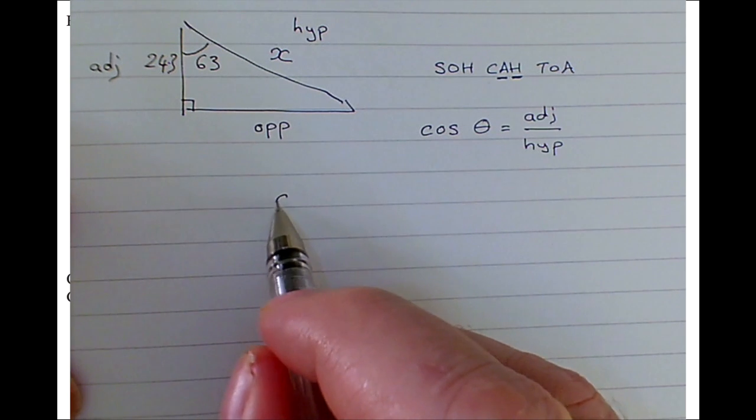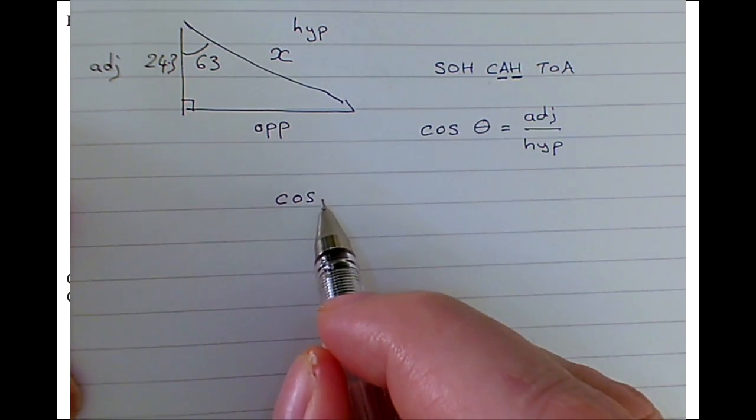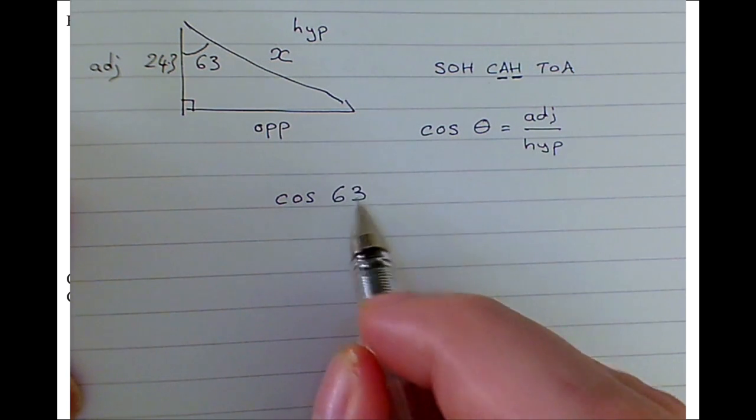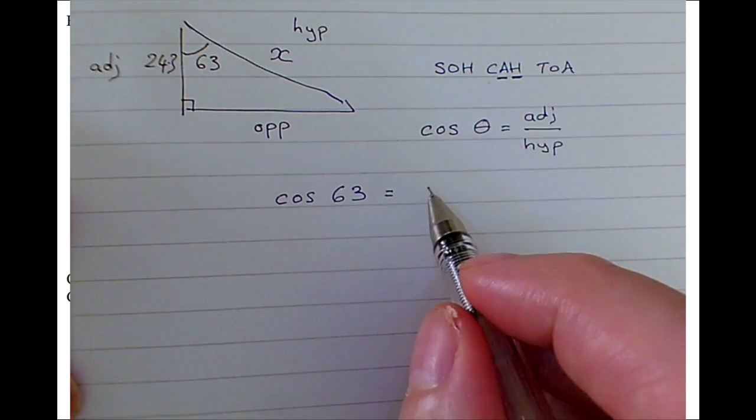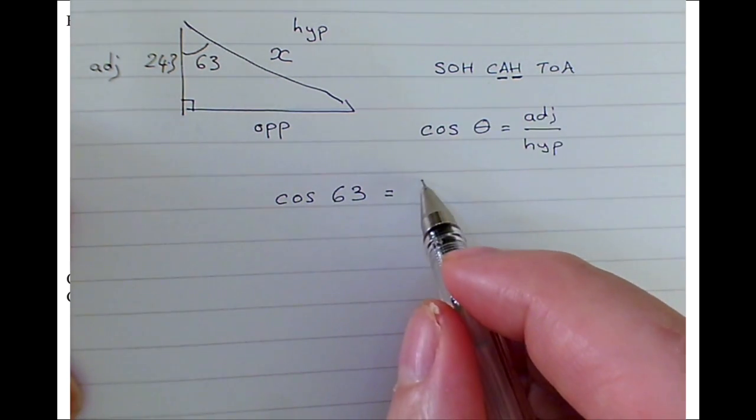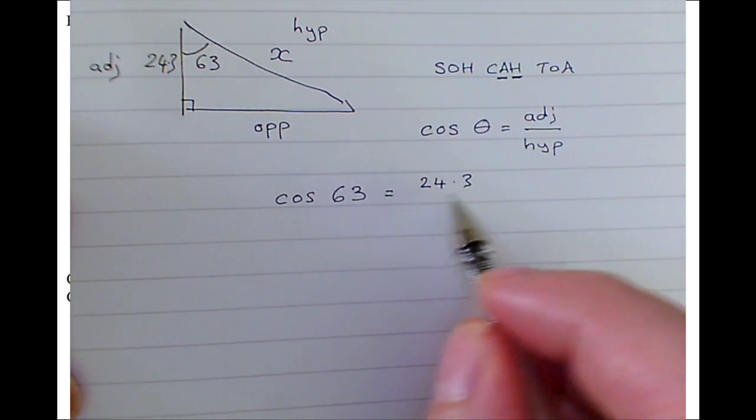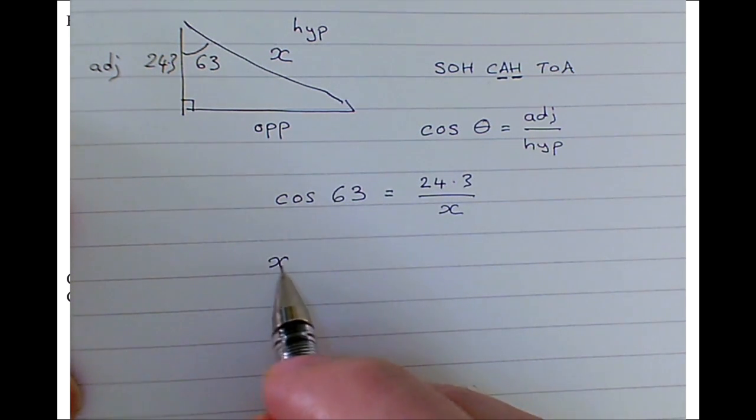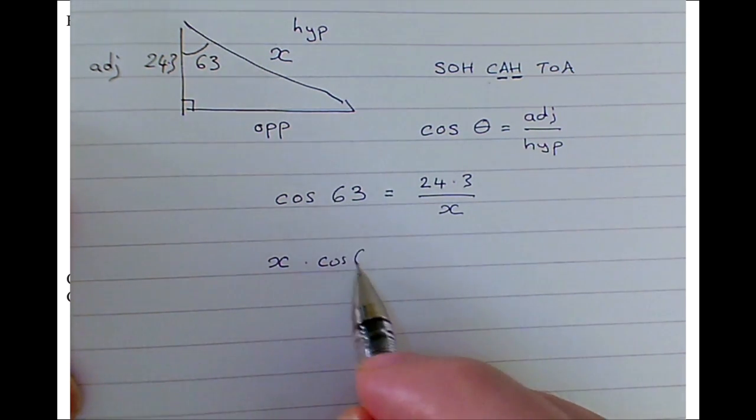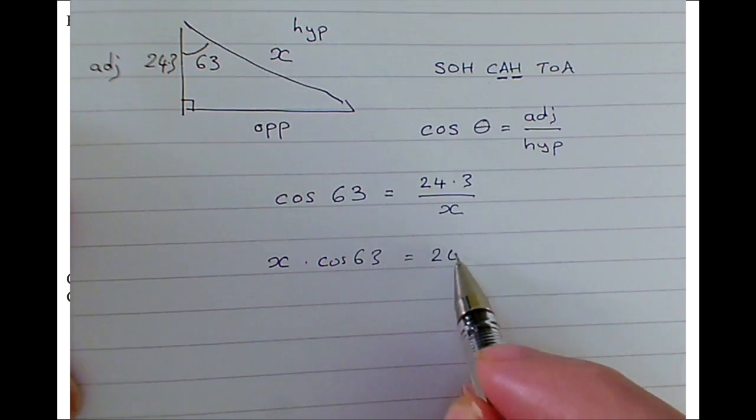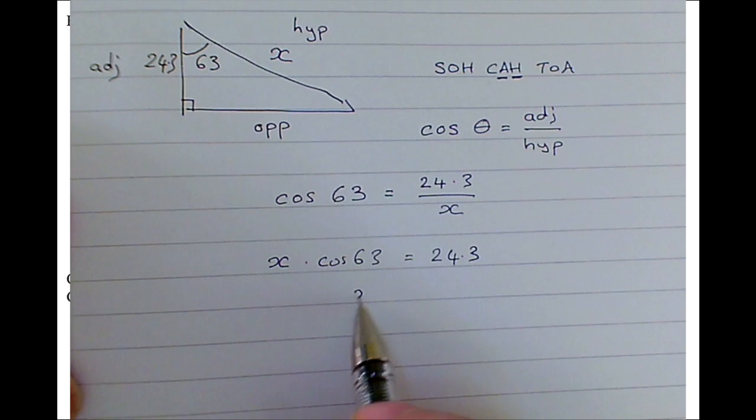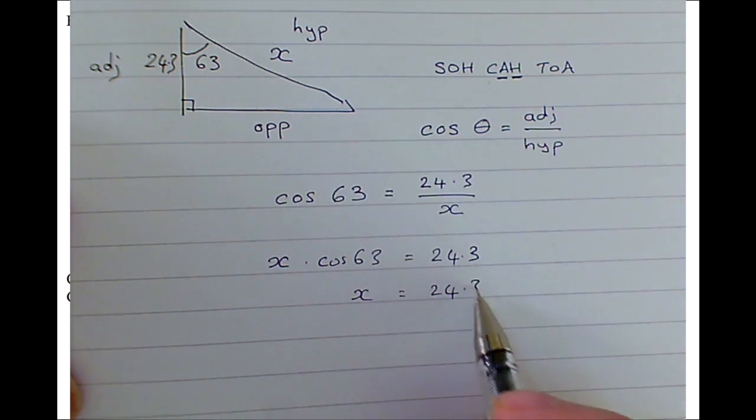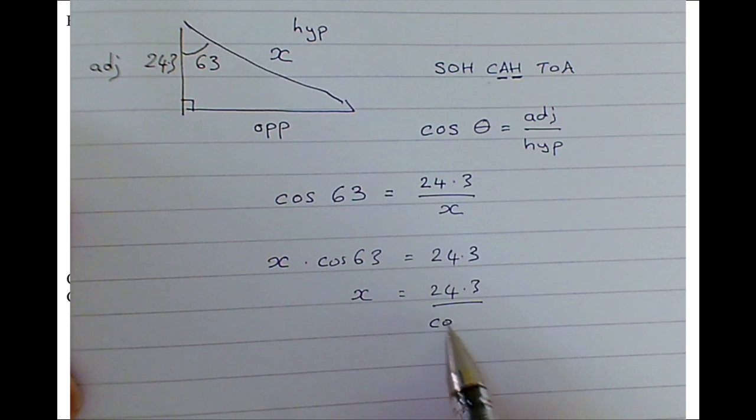We know the angle, so cosine of 63 is equal to the adjacent length, which we know is 24.3, divided by the hypotenuse. Now I don't know what the hypotenuse is, so I'm going to write x. Now I need to make that the subject of the formula, so I'm going to times both sides by x, so I'll get rid of the fraction. 24.3, and now if I divide both sides by cosine 63, I'm going to find what x is by itself, which is what I'm looking for. 24.3 divided by cosine 63.